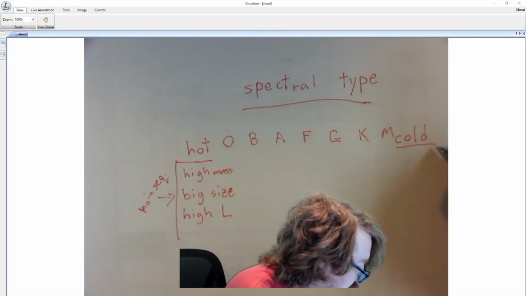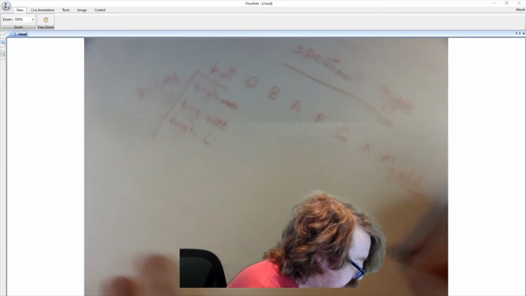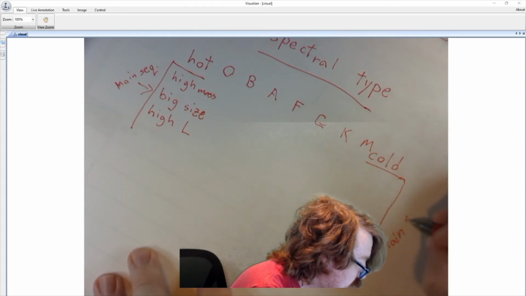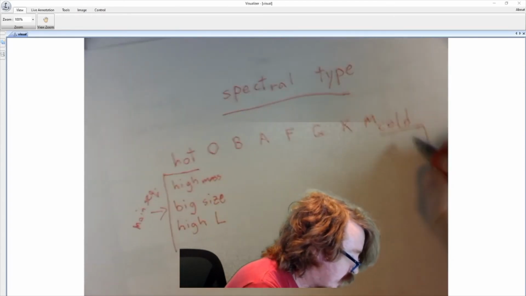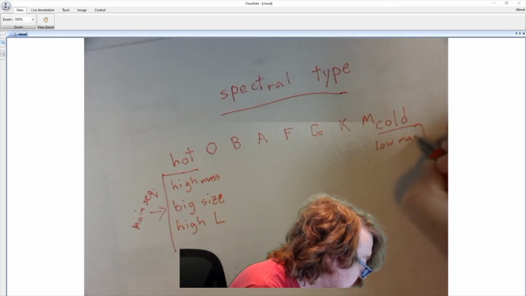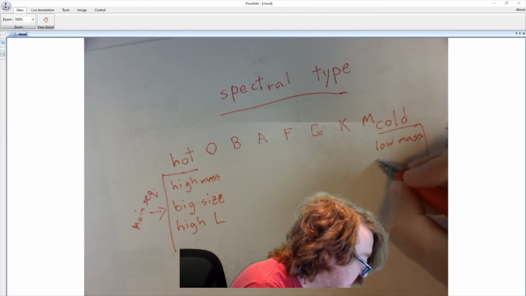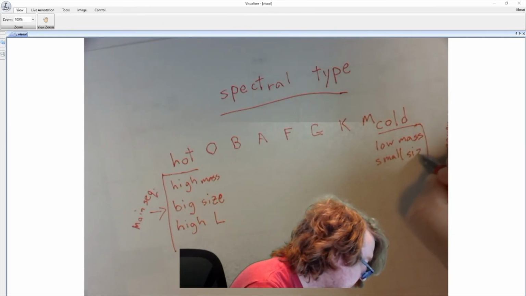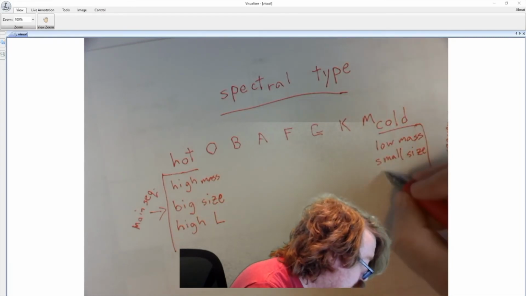Whereas on this side, for the cold side, for main sequence, these are also going to be low mass, small size, and low luminosity.